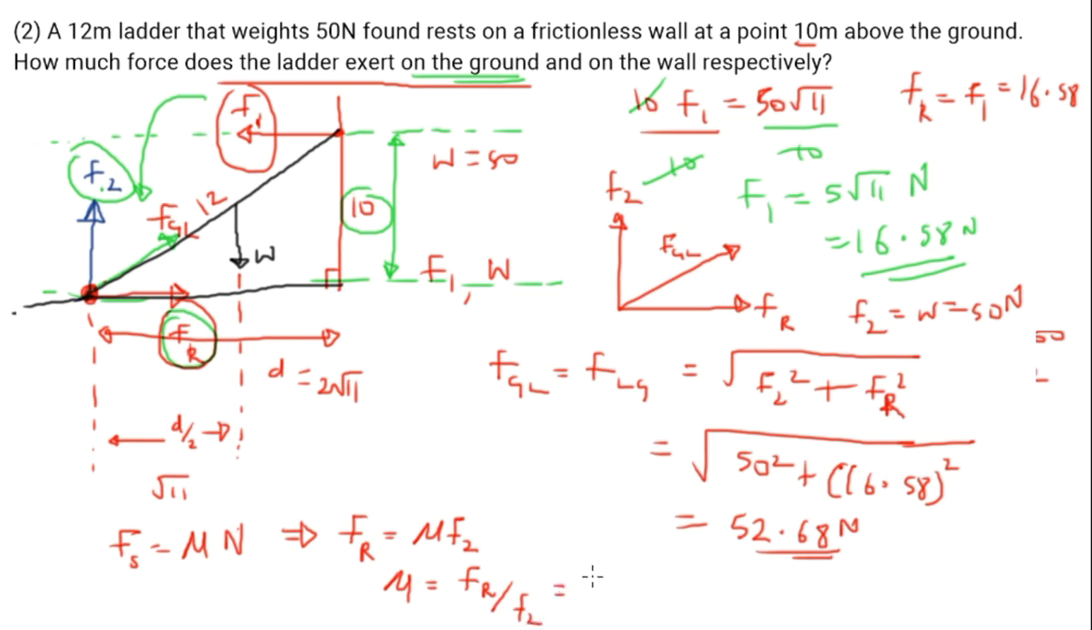Notice that Fr is equal and opposite to F1, and F1 is given as 16.58, upon F2, where F2 is equal to the weight, which is 50 Newton. As a result, the coefficient of static friction, which is 16.58 divided by 50, is equal to 0.3. 0.3 is the coefficient of static friction.